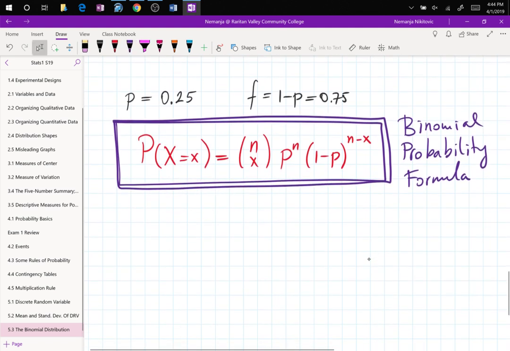So now I would like to calculate the probability of me passing the exam with 70%, exactly 70%. How many questions do I have to answer correctly? 7. So I am looking for the probability that x equals 7.